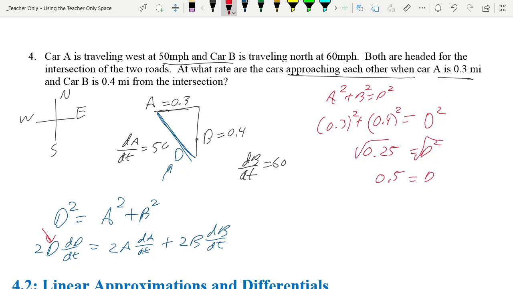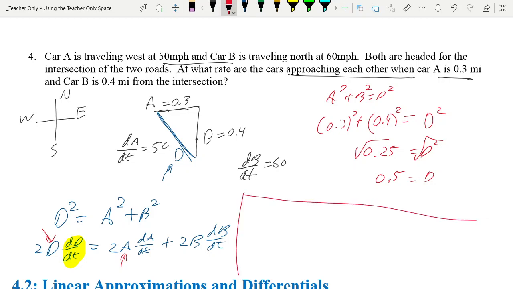So, okay, cool. So we know D. Do I know dD/dt? No. But that's the thing they're asking for, the change in their distance. Great. Do I know A? Yes, A is 0.3. Do I know dA/dt? Yes, that's 50. Do I know B? Yes, 0.4. Do I know dB/dt? Yes, that's 60. So we are rolling. This is going to be great.